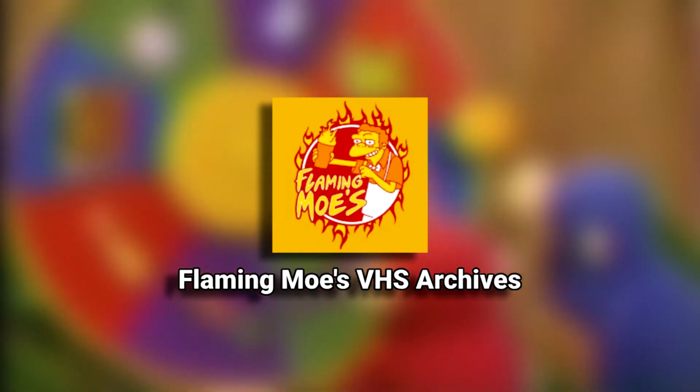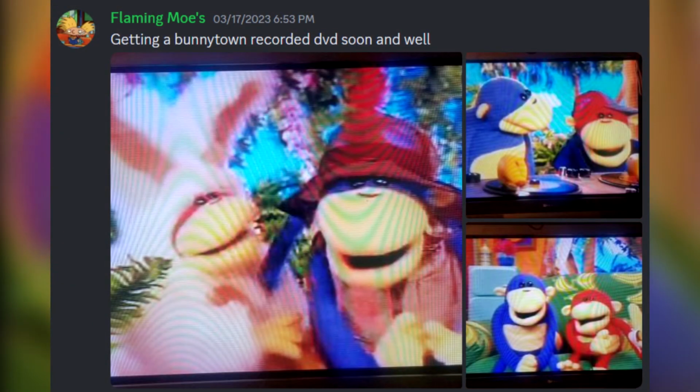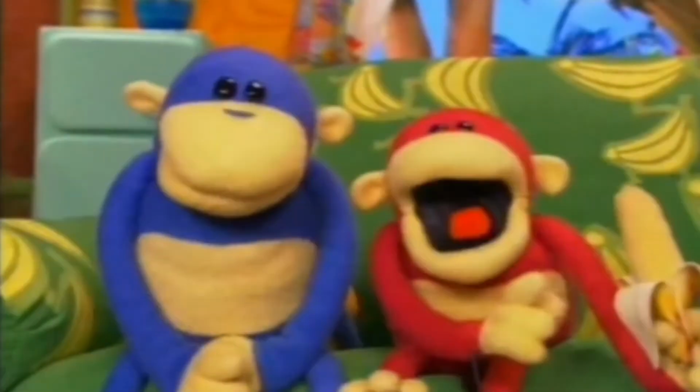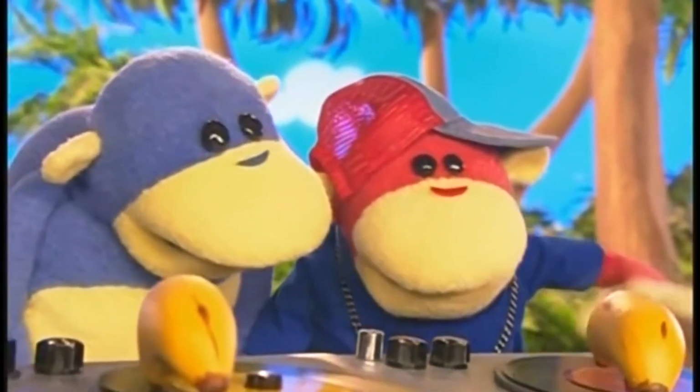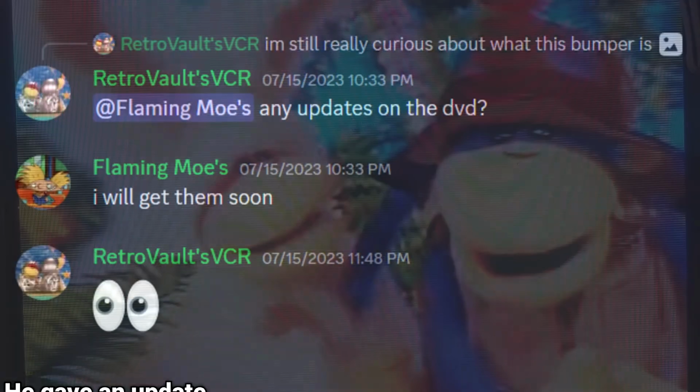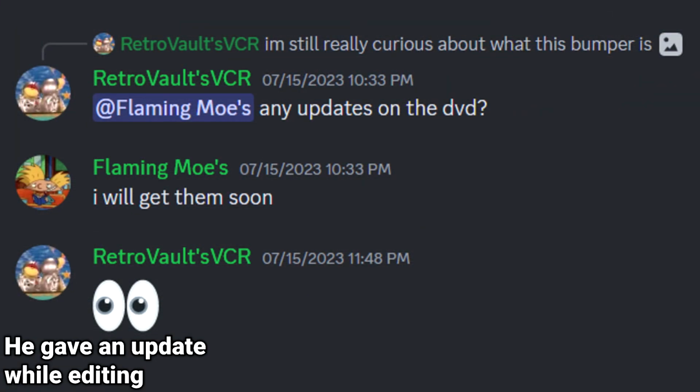Picture-only Bunnytown bumper. On March 17, 2023, Flaming Moe's VHS archives posted on a Discord server a message stating, "Getting a Bunnytown recorded DVD soon and well." With 3 images attached, the first picture is a spotlight, since the other 2 bumpers out of those 3 that weren't the message are already found. The only one remaining is this one.